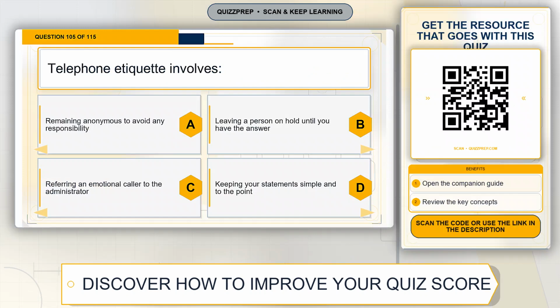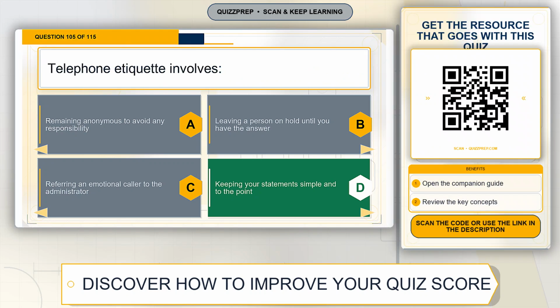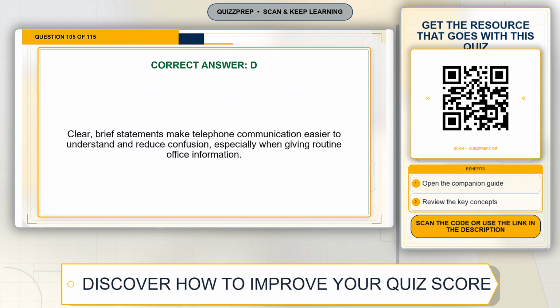Question 105. Telephone etiquette involves: Option A, remaining anonymous to avoid any responsibility. Option B, leaving a person on hold until you have the answer. Option C, referring an emotional caller to the administrator. Option D, keeping your statements simple and to the point. The correct answer is option D, keeping your statements simple and to the point. Explanation. Clear, brief statements make telephone communication easier to understand and reduce confusion, especially when giving routine office information.